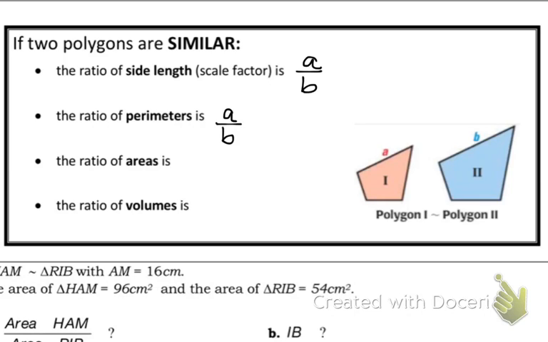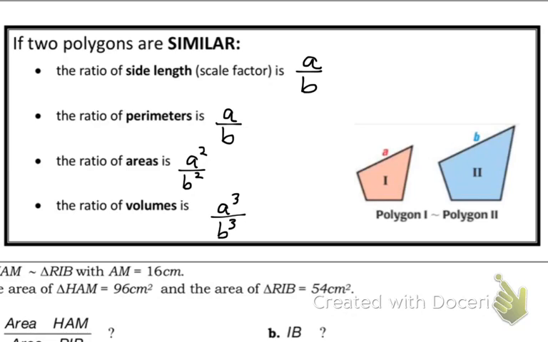So if our scale factor, in other words our side lengths, is A over B, our perimeter has the ratio A over B as well. The area is going to be A squared over B squared. And finally, our volume is going to be A cubed over B cubed. But like I said, we're more concerned about the perimeter, the sides, and the areas, not so much the volumes. That's kind of an offshoot, just so we can see it.